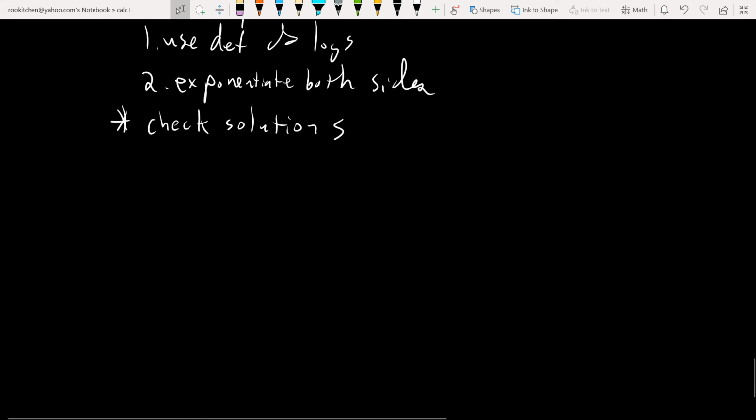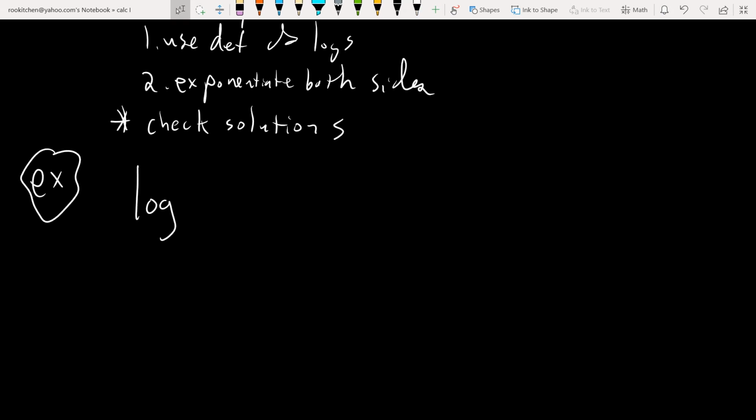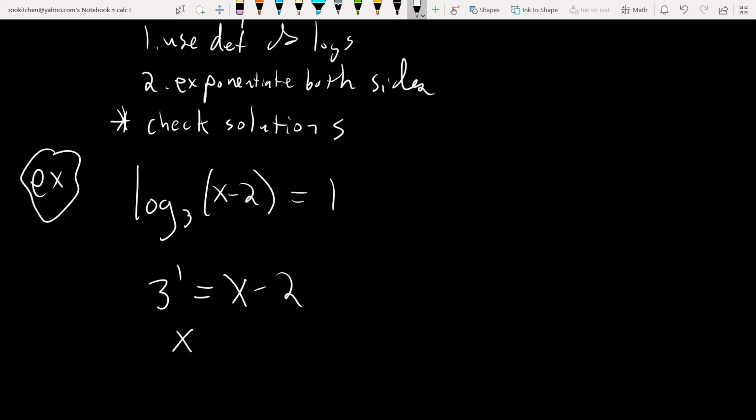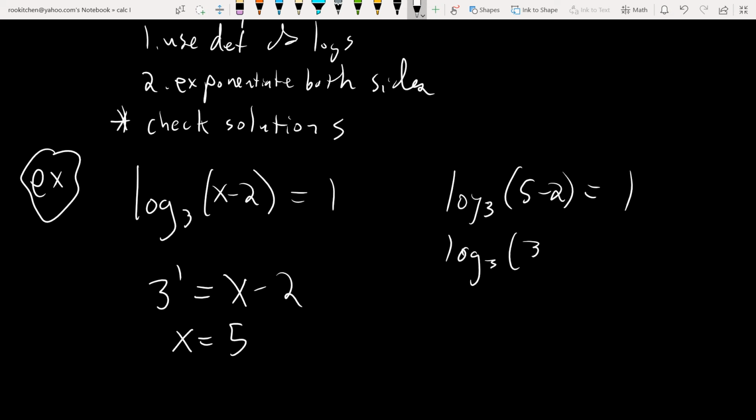Okay, so let's take a look at an example. So log base 3 of (x minus 2) equals 1. Okay, so you could use the definition of logs here. 3 to the 1 equals x minus 2. So x is going to be equal to 5. You got to check it. Okay, so put 5 into here. Log base 3 of (5 minus 2), and you got to make sure that it's the same as the right-hand side. Log base 3 of 3. So 3 to what power equals 3? Well, that's 1. It works. So the solution is 5.